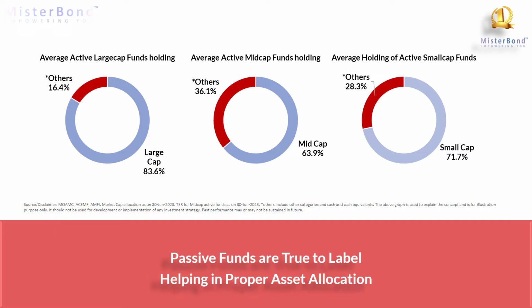But in passive funds, when you are investing in large cap, it will be purely large cap, top 100 only. If you are investing in mid cap, it will be purely mid cap, 101st to 250th stock, and so on and so forth. So that is the major advantage, and that's where the asset allocation strategy which you may be following will be true to its label also. Is that correct? No, absolutely.